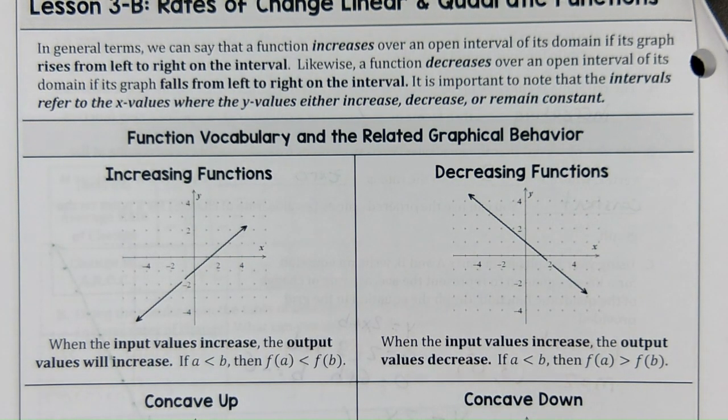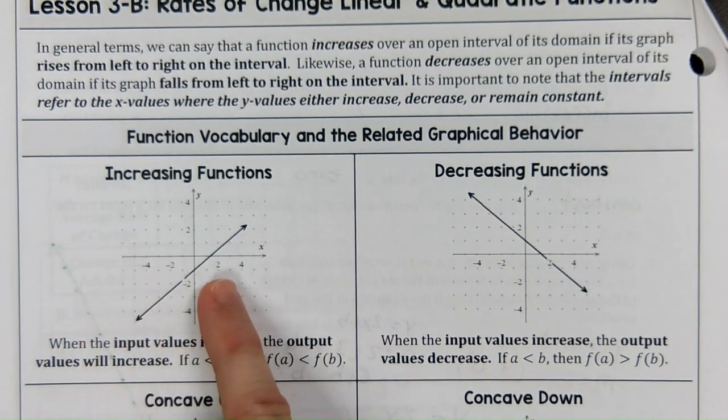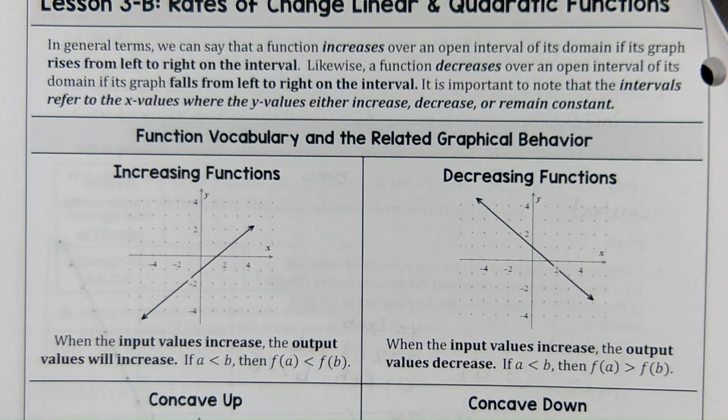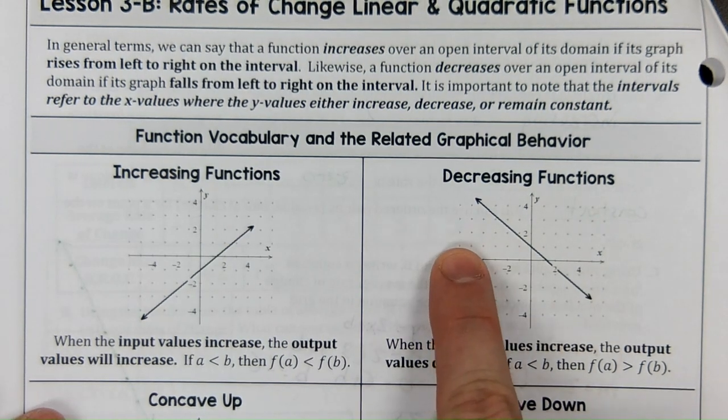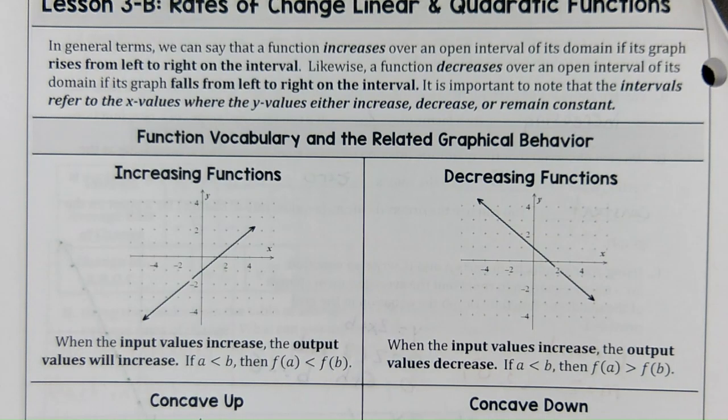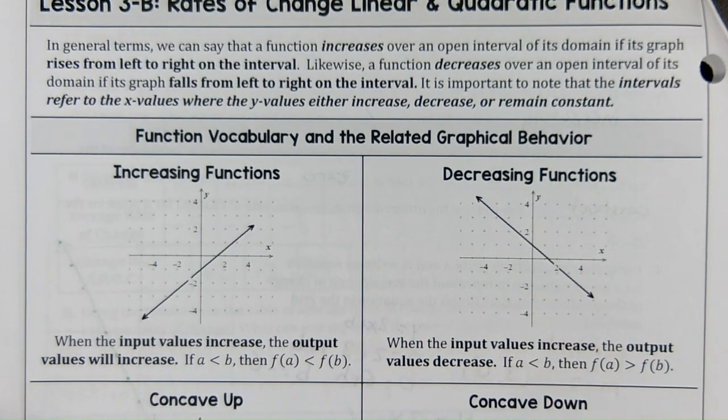Essential thoughts. A graph is said to be increasing if the y values go up as the x values go up. So that means as you go from left to right, you're going up, increasing. A graph is said to be decreasing if the y values go down as x goes up. That means from left to right, as x goes up, y goes down. And that's all these words say.